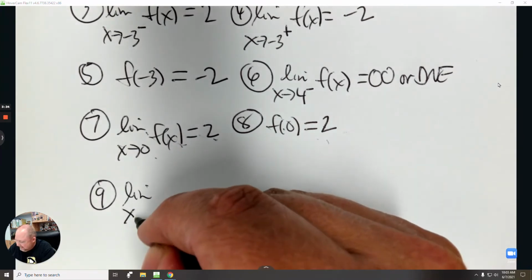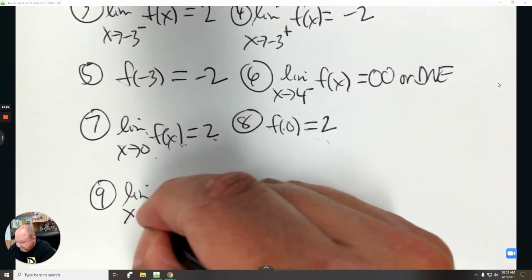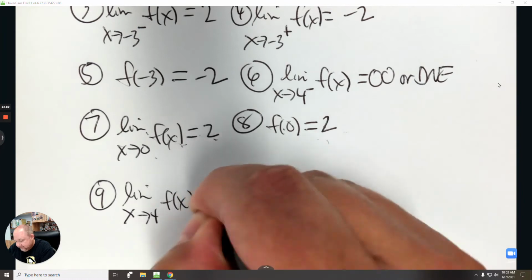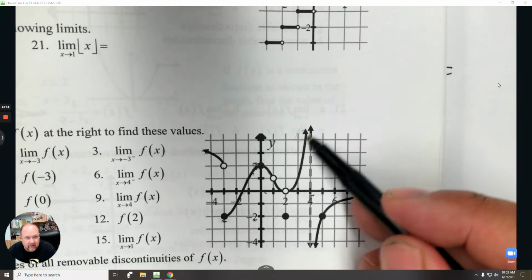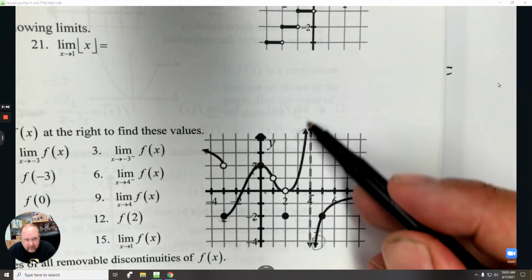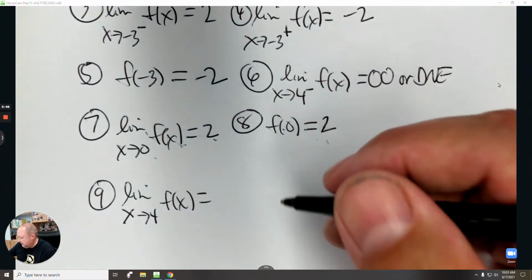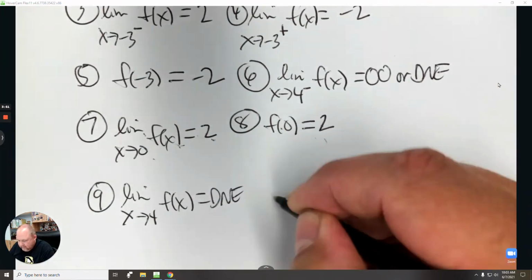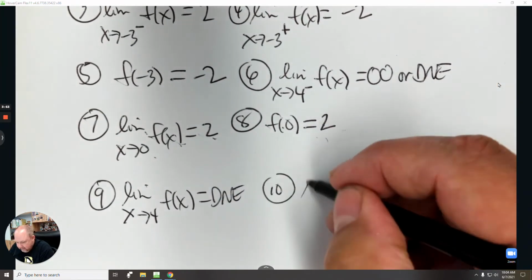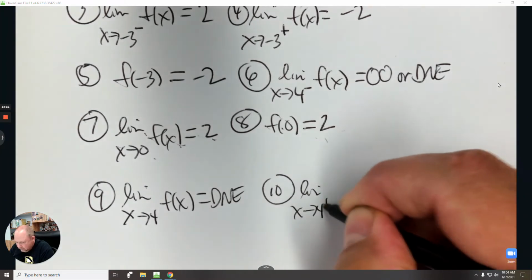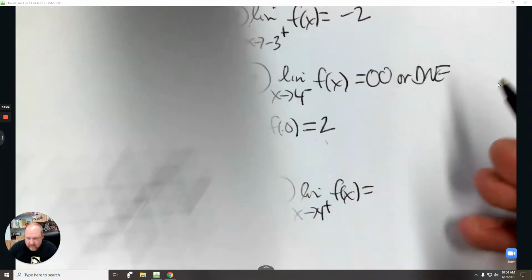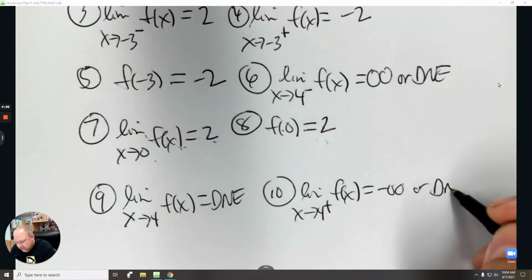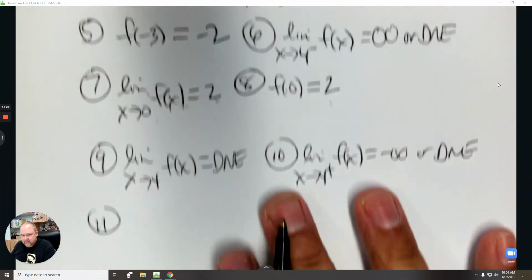All right, number 9, the limit as x approaches 4. Find 4. Notice on the left it goes up, and on the right side it goes down. They're going in opposite directions, so that means it does not exist. Number 10. The limit as x approaches 4 from the right. If I look at 4 from the right, you could say it's -infinity on the right side, or it does not exist. Number 11.